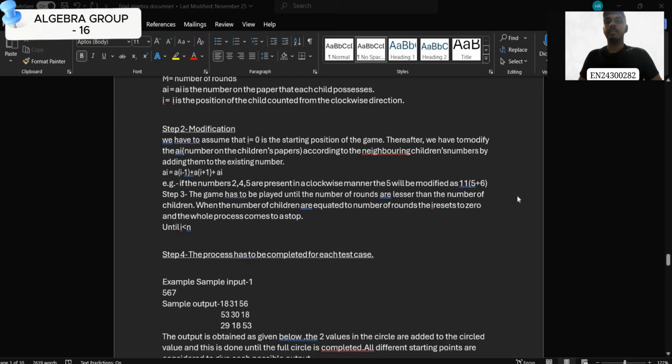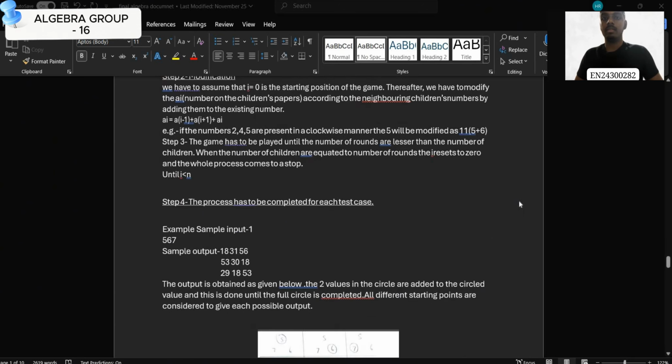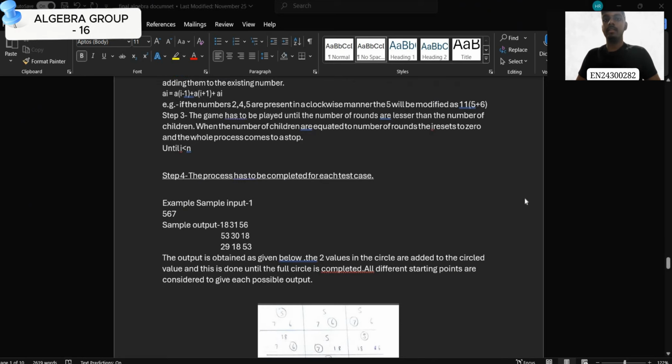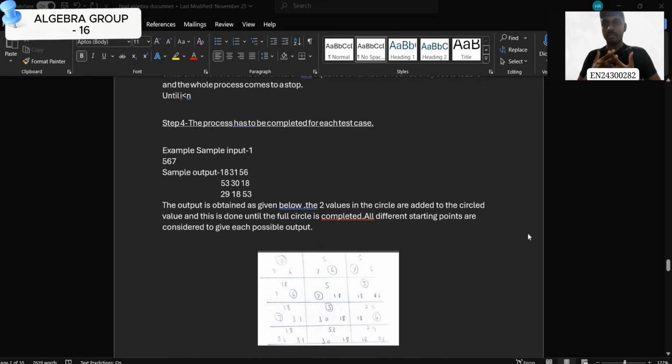The number AI is modified in a way that the neighboring numbers are added to the existing number. For example, if the numbers 2, 4, 5 are present in a clockwise manner, 5 will be modified to 11, which is 5 plus 6. The game has to be played until the number of rounds is less than the number of children. Once they are equal, the game stops. We have to consider all possible outputs by considering all starting points. So 3 children would give us 9 possible rounds.